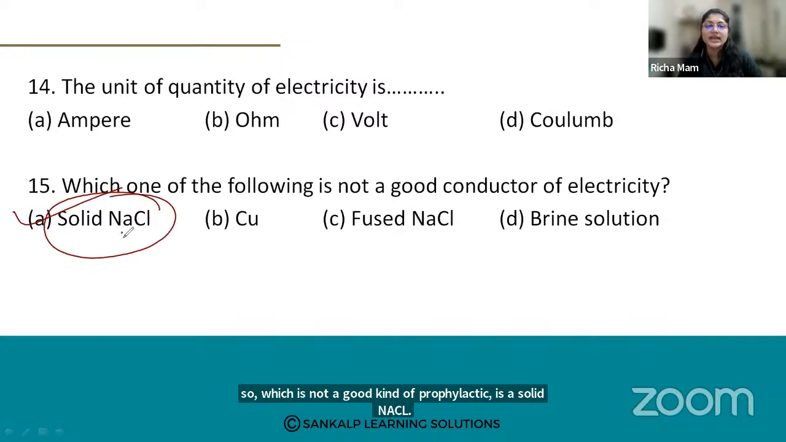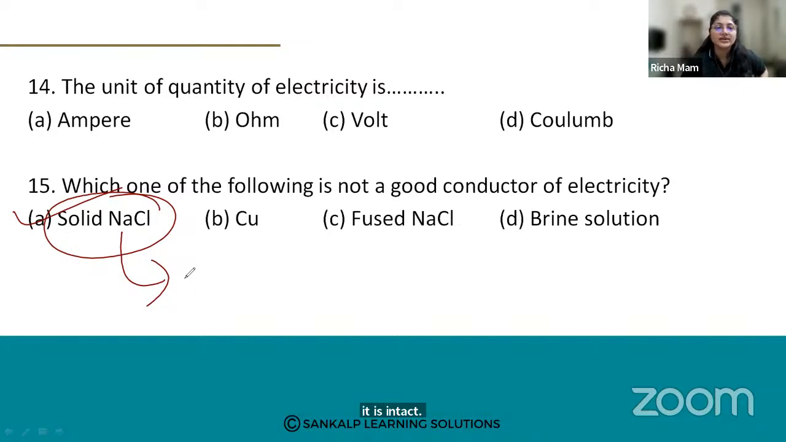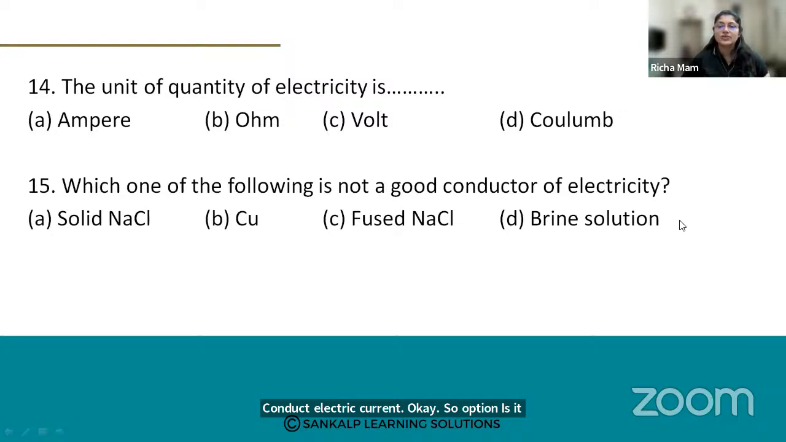What is the reason? Solid NaCl is a poor conductor of electricity because it is intact. The charged particles are held by strong electrostatic forces, so they cannot conduct electric current. So option A is correct. Is it understood? We have solved 15 questions.